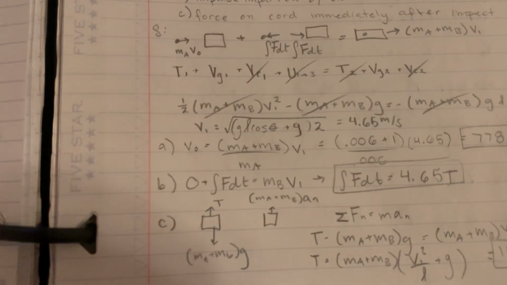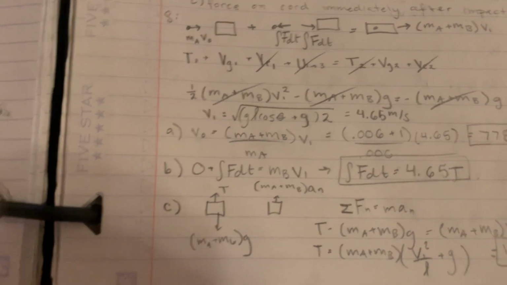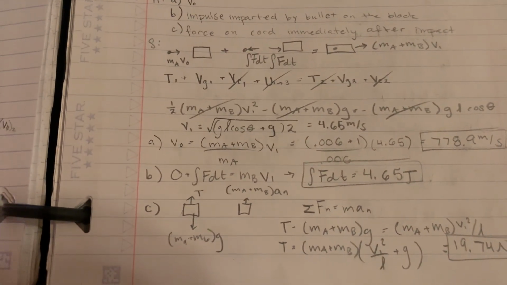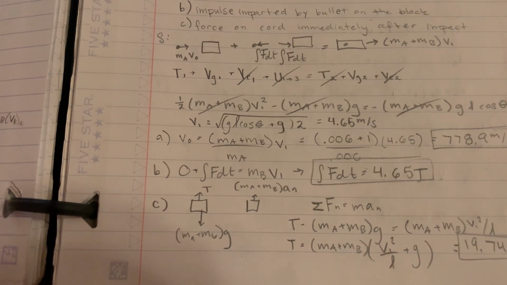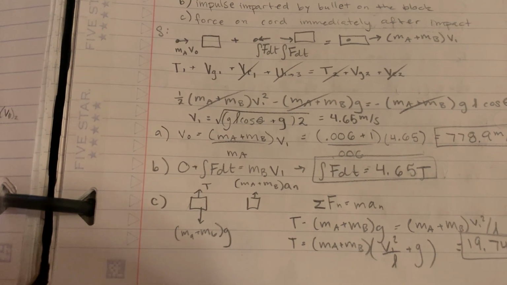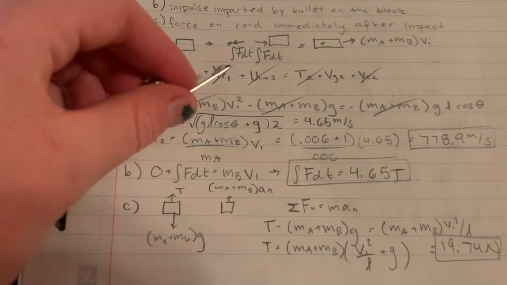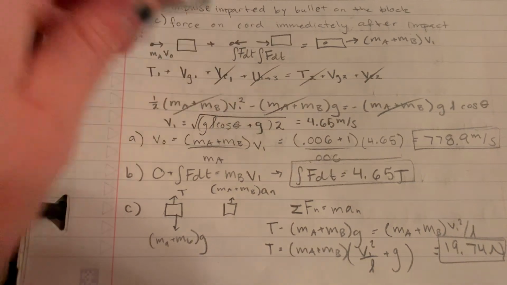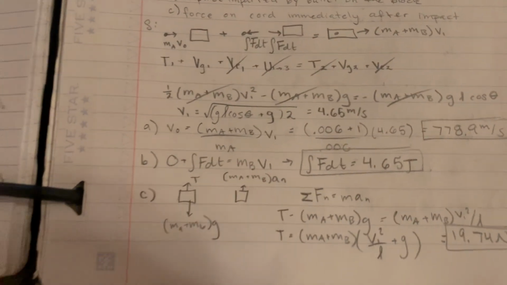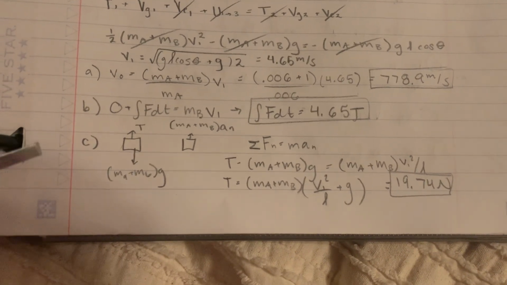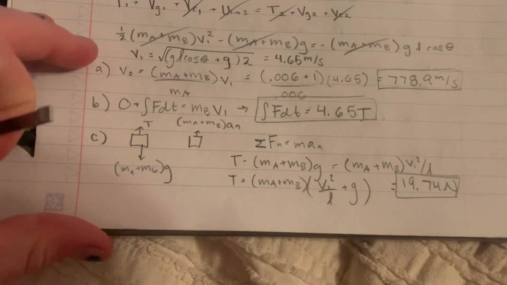So for part A, we are substituting the equation and solving for v naught. And then for the second part, part B, we're writing the impulse momentum equation, which is F dt, and then solving for after impact, we're solving for the force, which is T, and then we get 19.74 newtons.